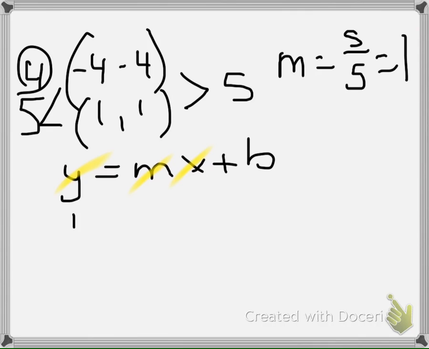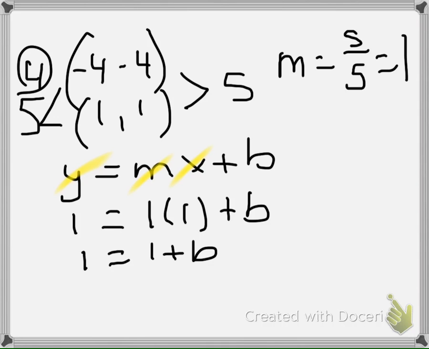Here we go. A y, I'm going to use a 1. My m, I'm going to use the one I solved for. My x, I'm going to use this one right here. Plus b. You should know where all of these came from. This came from here. This one right here came from here, my m. And this one came from here. Okay, this means to multiply. 1 times 1 is 1. So 1 equals 1 plus b. To get the b by itself, to solve for b, I need to subtract a 1 on both sides. And b is equal to 0.